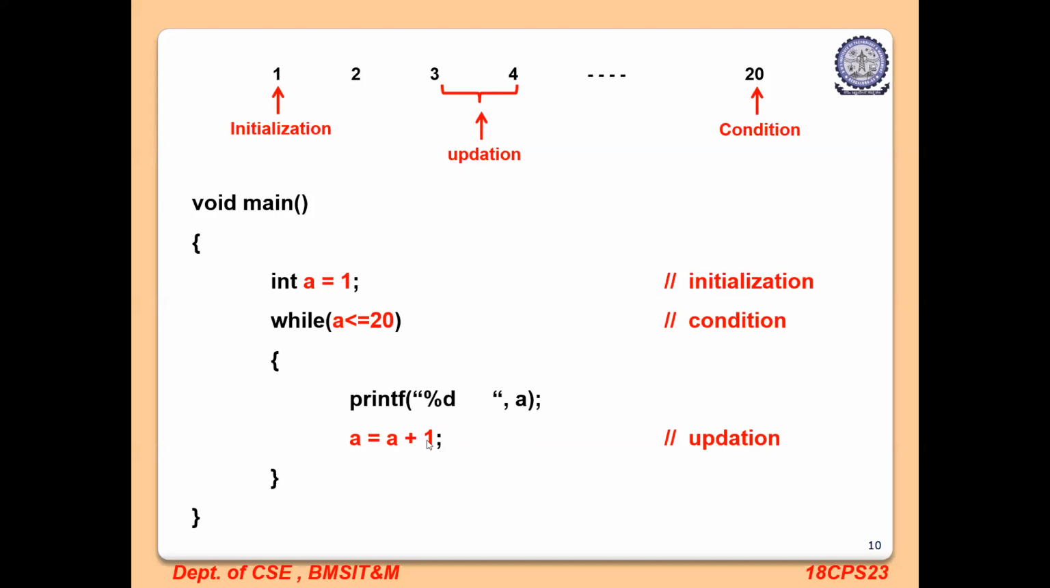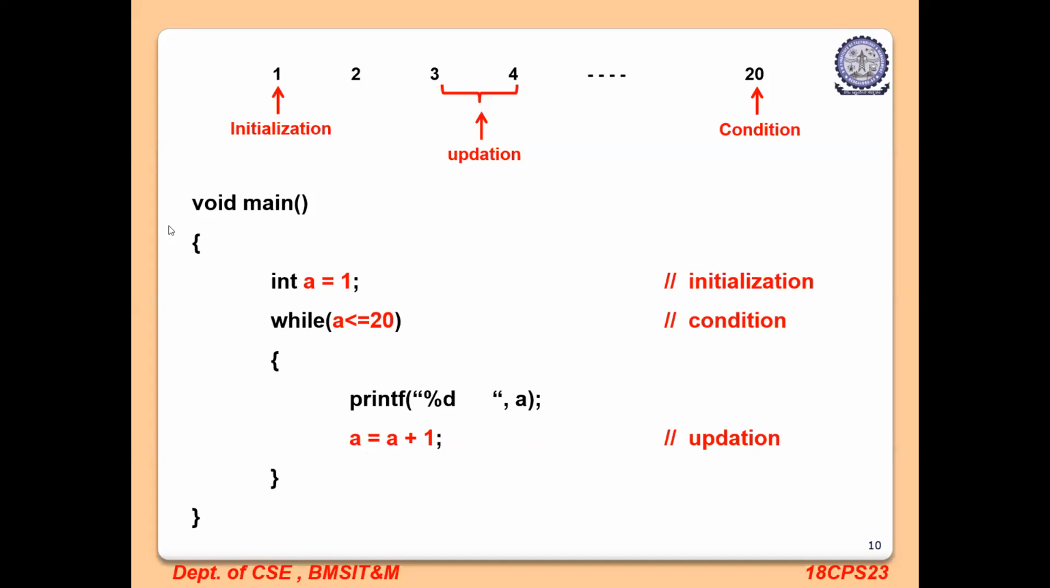Once after incrementing, A becomes 20, it goes back and checks: 20 less than or equal to 20. Yes, it is. It is equal to, right? It will print 20. Next, A value will become 21 because 20 plus 1 is 21.